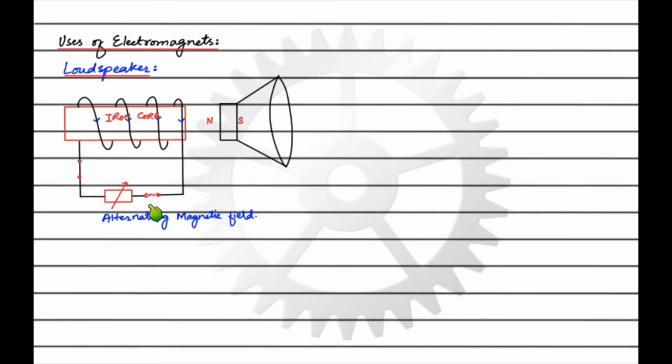And because of alternating current, there will be a series of changes in the magnetic field, and that's why there will be a continuous change in the north and south poles of this electromagnet. So there will be a series of attractions and repulsions faced by this paper cone. So this paper cone will be moving outwards and inwards, and this will cause this paper cone to vibrate.